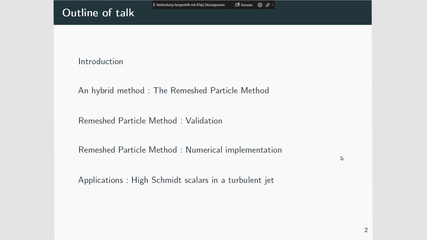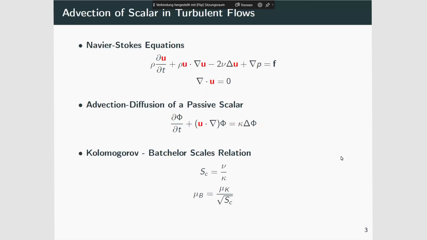So first of all, I will give an introduction of what the hybrid method is, which is a remesh particle method. I will tell you how we validated it, and then our numerical implementation, and then I'll show some numerical application with this method, which is the advection of Schmidt scalars in a turbulent jet.